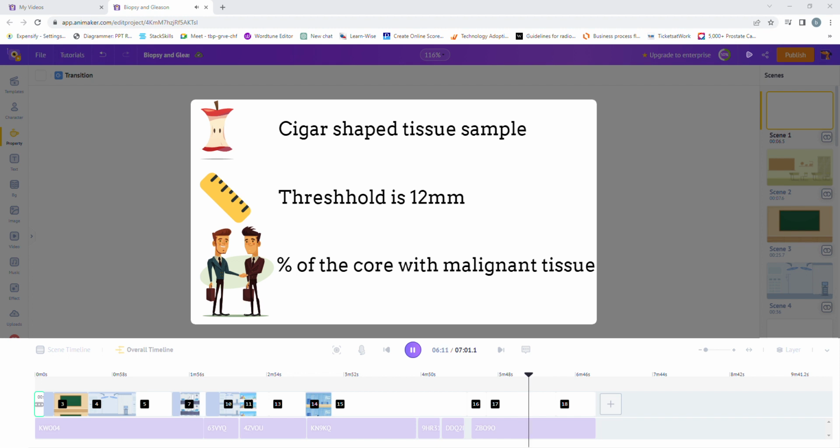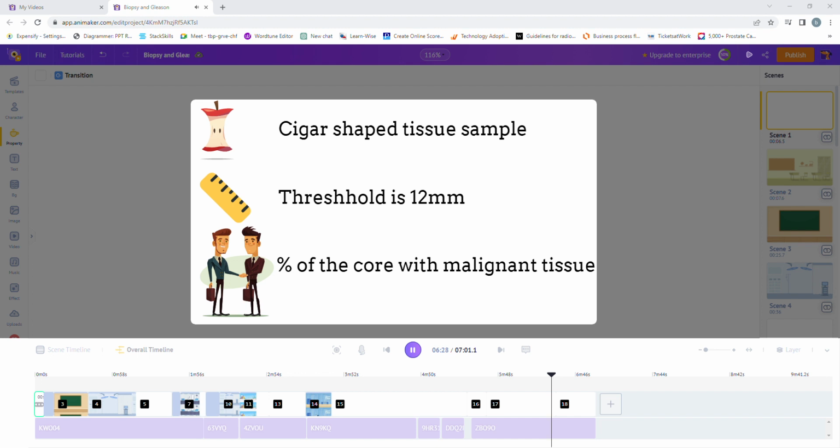Each core should include information about the zone and position from which the sample was taken within the prostate. Core involvement is a common term you will encounter. It refers to the percentage of the core that shows malignancy. This metric helps the urologist understand the seriousness and aggressiveness of the disease.